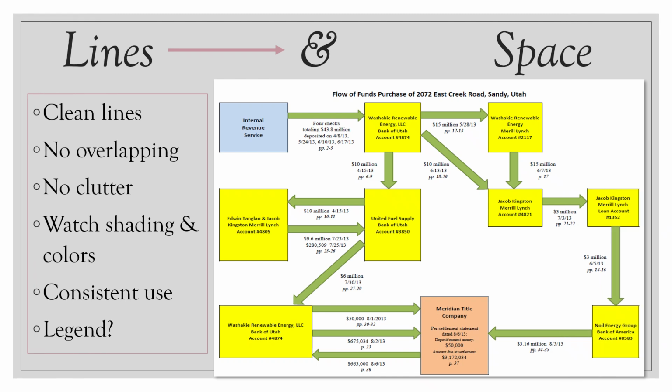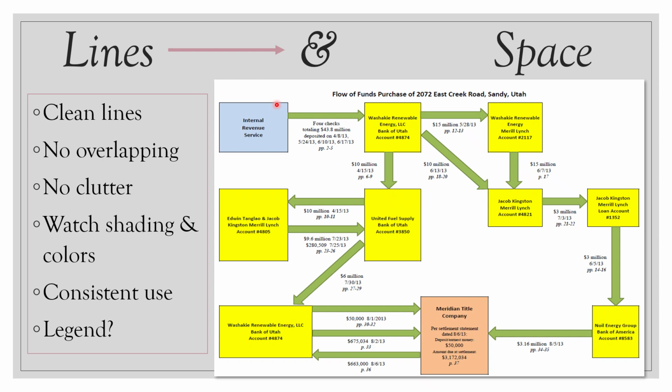So this is a good example, and we want to think about lines and space, right? Here you see clean lines. It's very understood where the money went, how much went there. There's no overlap. There's no real clutter.